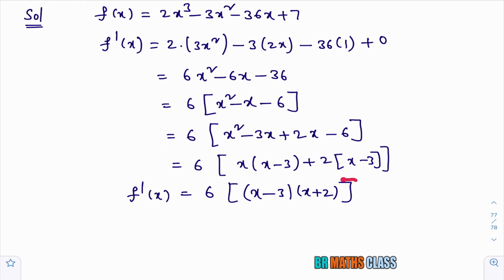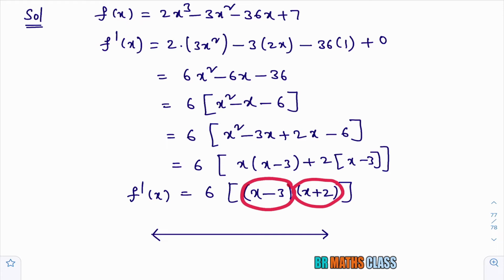Very simple thing is, you equate this to 0. Product of two things is 0 means either x minus 3 equal to 0 or x plus 2 equal to 0. If x minus 3 equal to 0, then you will get x equal to 3. If x plus 2 equal to 0, then you will get x equal to minus 2. x equal to minus 2, x equal to 3, mark on the number line as per number line order. Then you will get minus 2 first and then 3.